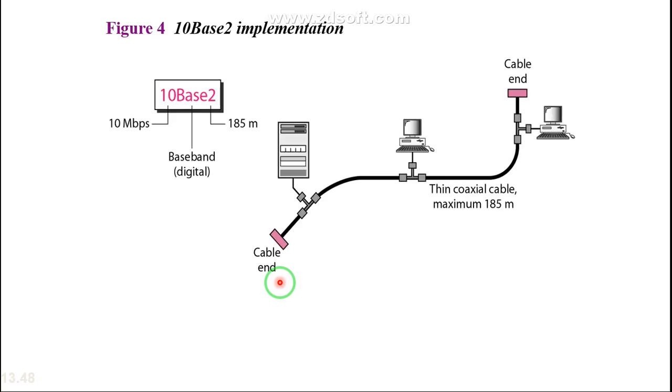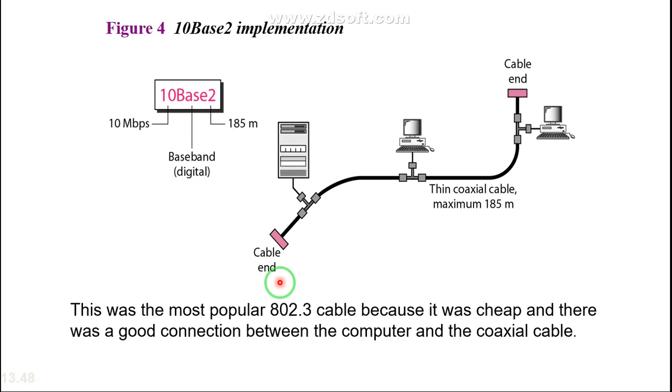Next is 10Base2. This is the second implementation, which is also called thin Ethernet or CheaperNet. 10Base2 also uses a bus topology, but the cable is much thinner and more flexible compared to 10Base5. And in this case, the transceiver is normally part of the network interface card. See, the distance is very near, as it is a part of this one.